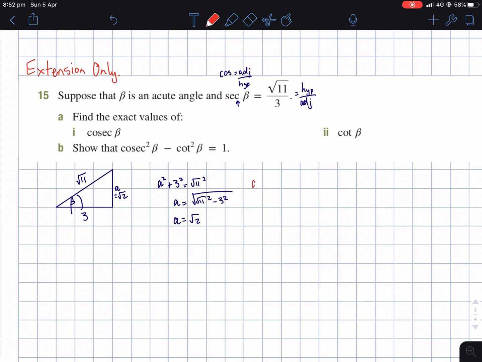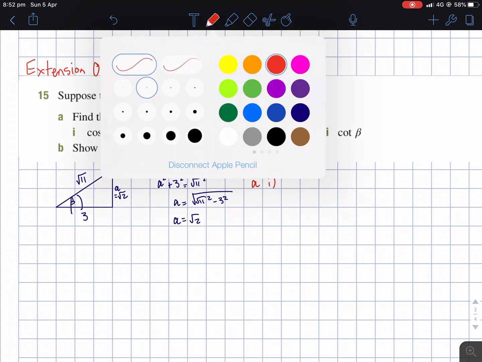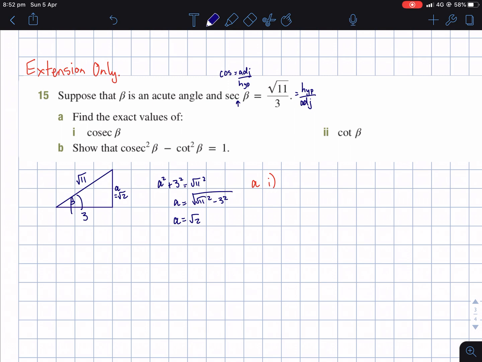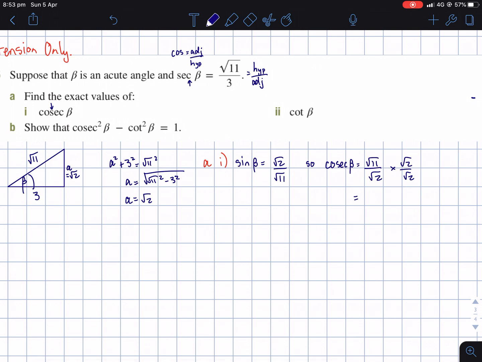So if I look for question AI, I want cosec. Well, cosec is the opposite of sine. So I know sine beta equals opposite over hypotenuse, so root 2 over root 11. So cosec is that upside down, root 11 over root 2. If they want you to rationalise that, times it by root 2 on root 2, which then gives you root 22 over 2, but I don't think they want you to rationalise it. You won't get penalised for not.